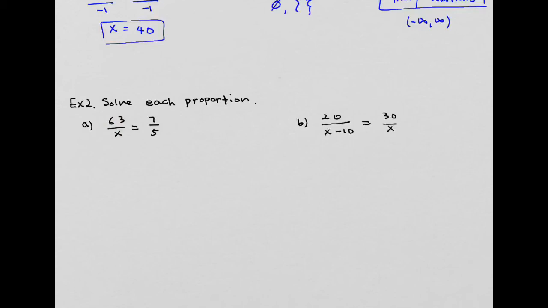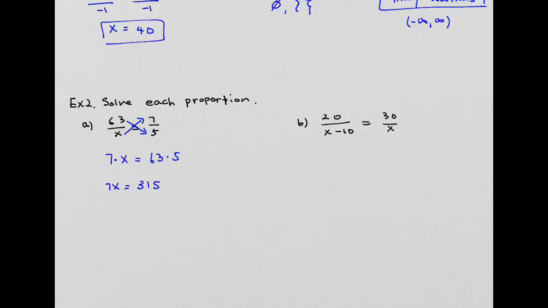you can either use cross multiplication. So you're cross multiplying these two. You will end up getting 7 times x, and you get 63 times 5 on the other side. And if this is a proportion, this always comes out as a true statement when you cross multiply. So this is going to give you 7x equals 315.